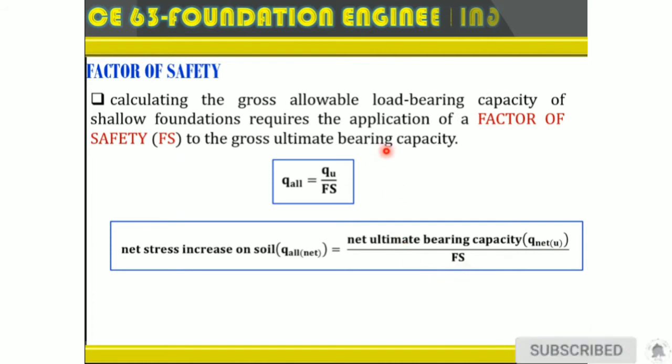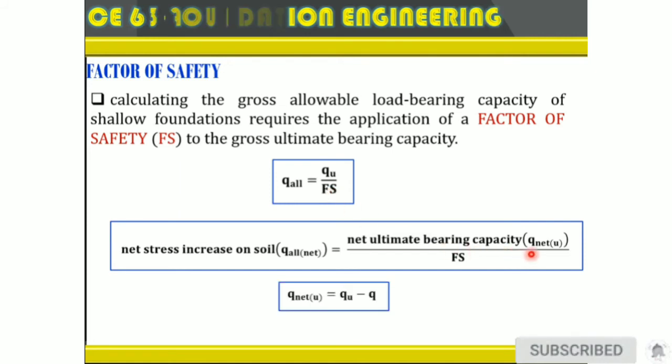You only have to remember that if you consider the gross load bearing capacity, Q allowable is equal to QU over Fs. But if you consider the net, you just replace Q allowable with Q allowable net, and QU with QU net, over the factor of safety Fs. And the formula for Q net is simply QU minus small q. The formula for small q is simply the unit weight of the soil times the depth of footing, as you can see in our next slide.